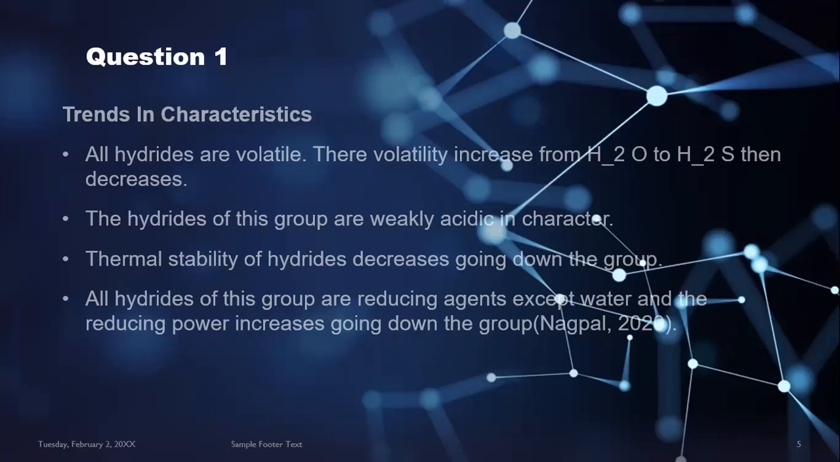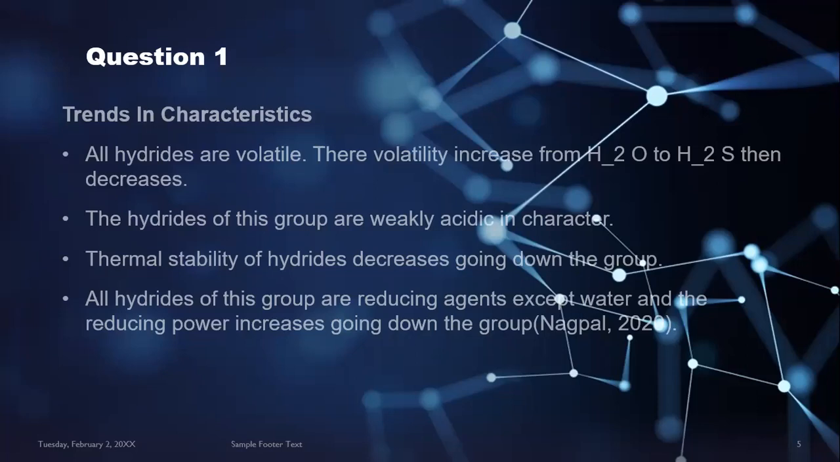Another characteristic is the acidic character. The hydrides of Group 6 are weakly acidic in character. Their acidic character increases from water to hydrogen telluride as they go down the group. Another characteristic is thermal stability.